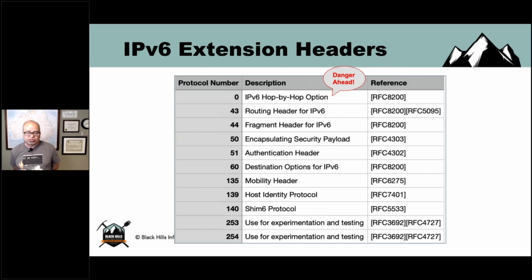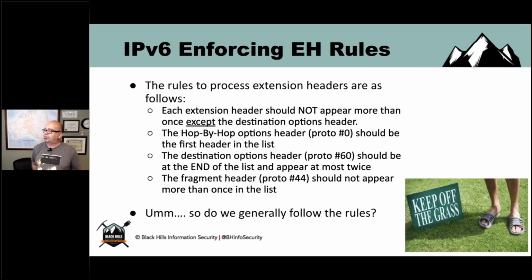And so danger ahead, as I put up there. A routing header for v6 can be inserted. A fragmentation header for v6 can be inserted. An encapsulating security payload, i.e. IPsec ESP can be inserted. The IPsec authentication header can be inserted, and so on, right? There's lots of different headers, and there's a whole bunch that are experimentation and testing headers as well that can exist in the IPv6 frame.